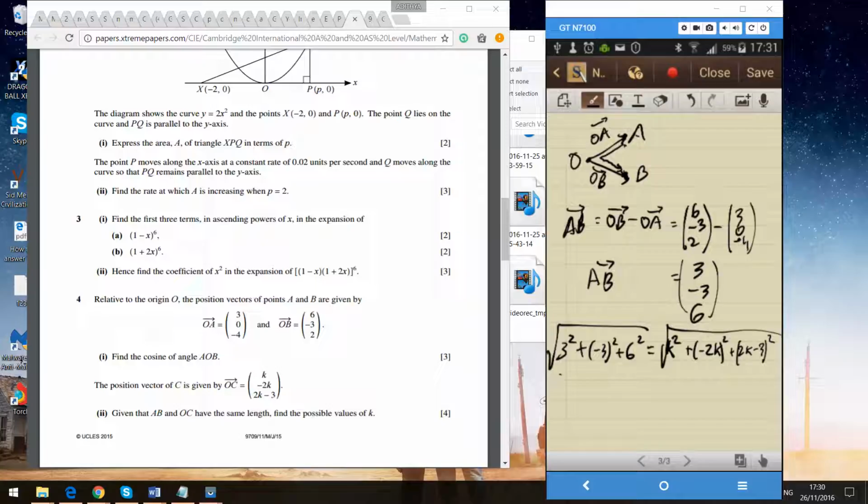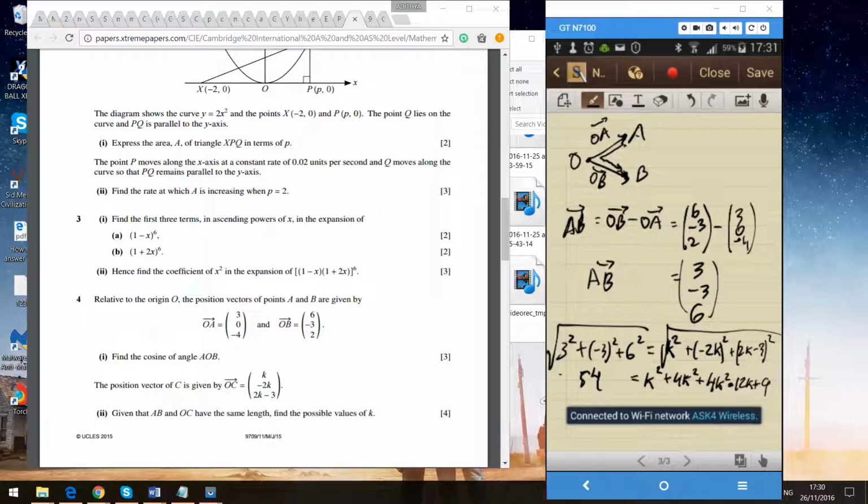That should be right, isn't it? Well, we'll check it out later. If it's wrong, then it's wrong. So k squared plus 4k squared plus 4k squared minus, is it minus 12k plus 9? Yeah, it should be minus 6k, minus 6k minus 12k and plus 9.